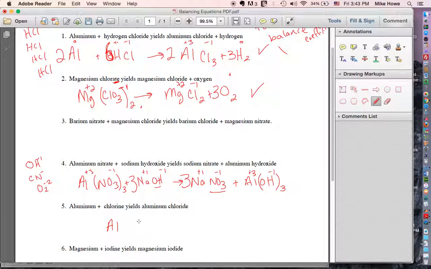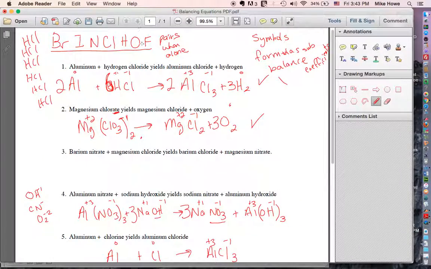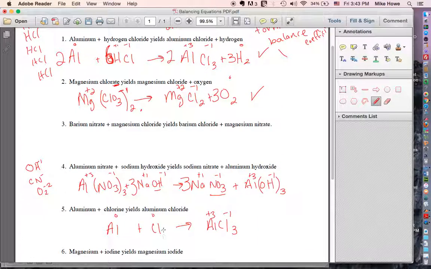Aluminum, chlorine, and aluminum chloride. Those are the symbols. Charges and formulas, that's 0, that's 0, this is plus 3, that's minus 1. If that's a 3 and that's a 1, we're going to need 3 down here to make the charges balance. This is chlorine. What's special about chlorine? Remember, it's on the Brinkelhoff list, so it has to be Cl2. So AlCl3 and Cl2. Then we need to balance the equation.